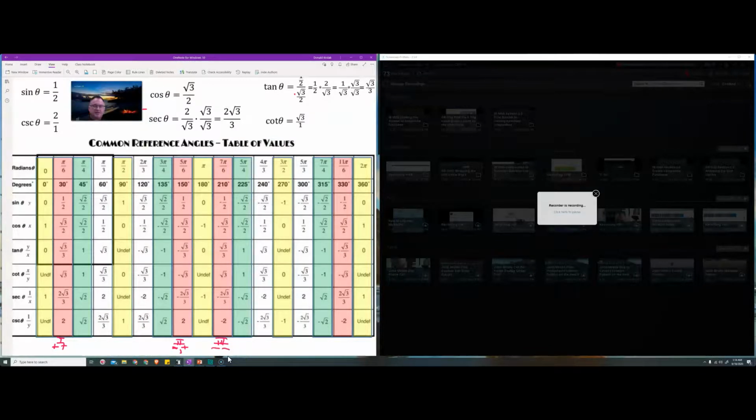Which is negative, negative. And then 11 pi over 6 is quadrant 4, which is positive, negative. And then these are your different values. So your sine, your cosine, the y over the x, and then these values flipped. When I flip cosecant, I get sine, and when I flip sine, I get cosecant. And the work for all of that is right above us.